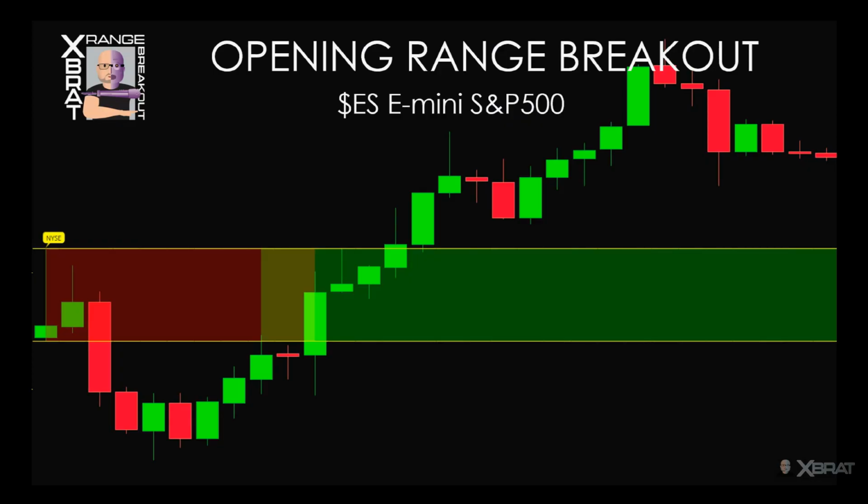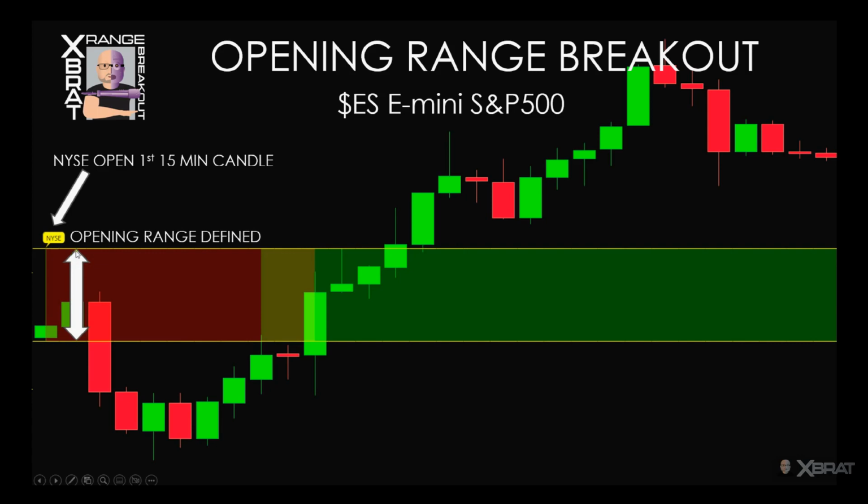So we're going to be looking at the opening range breakout of the E-mini S&P 500 futures. The New York Stock Exchange opens at 9:30 a.m. EST, Monday to Friday. If we can understand that the first 15 minutes of that open is very, very volatile, and not trade it, but then define the range, the high and the low of that range, this is that first 15-minute candle here. If we can define that, we can trade out of it.